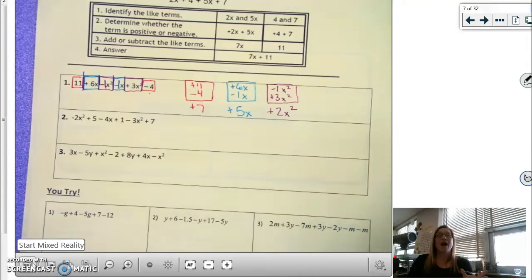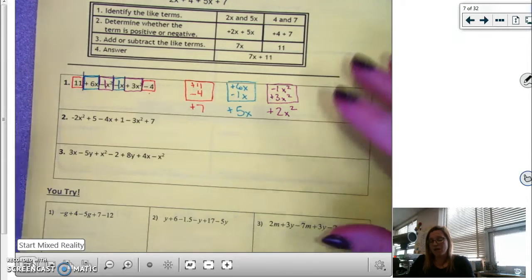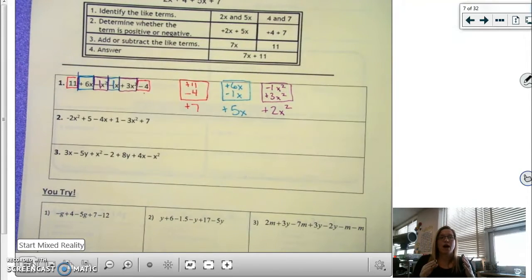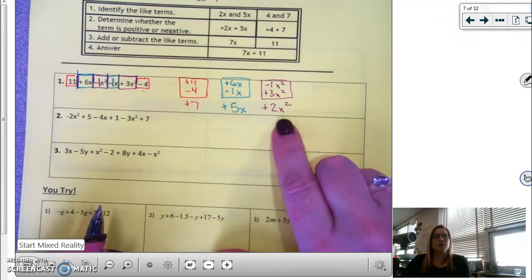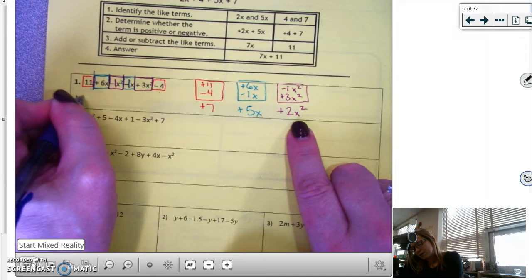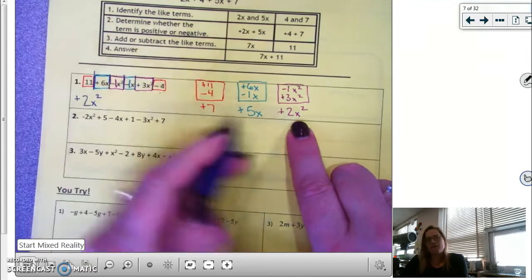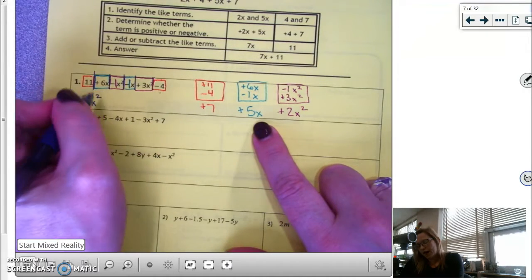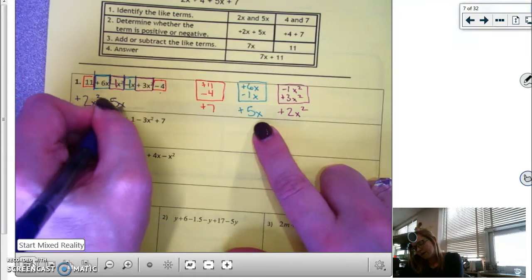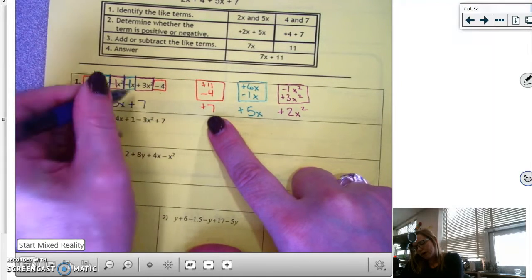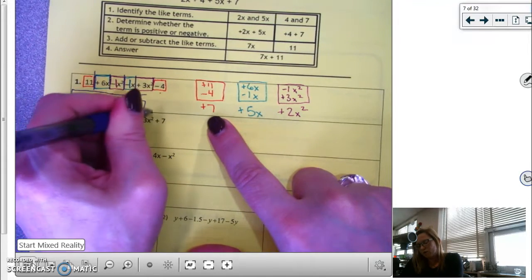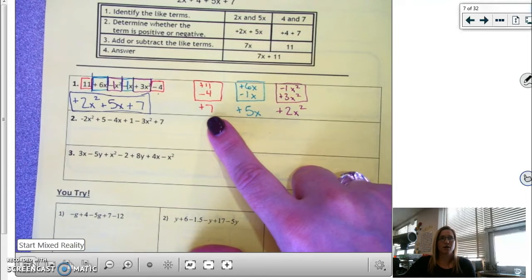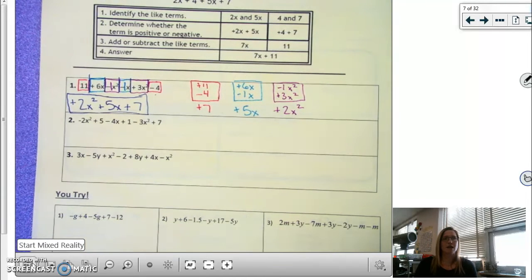All right, so now I've done everything I can to simplify this problem. So now I'm just going to write it and put it all together. And I usually start with the highest degree of exponent, then alphabetical order. So the first one I have is an x squared. So I'm going to put plus 2x squared. I have no other exponents, so I'm going to go with the x, plus 5x, and then always end with your constant. And this would be a simplified expression that we now are ready to take to the next level.